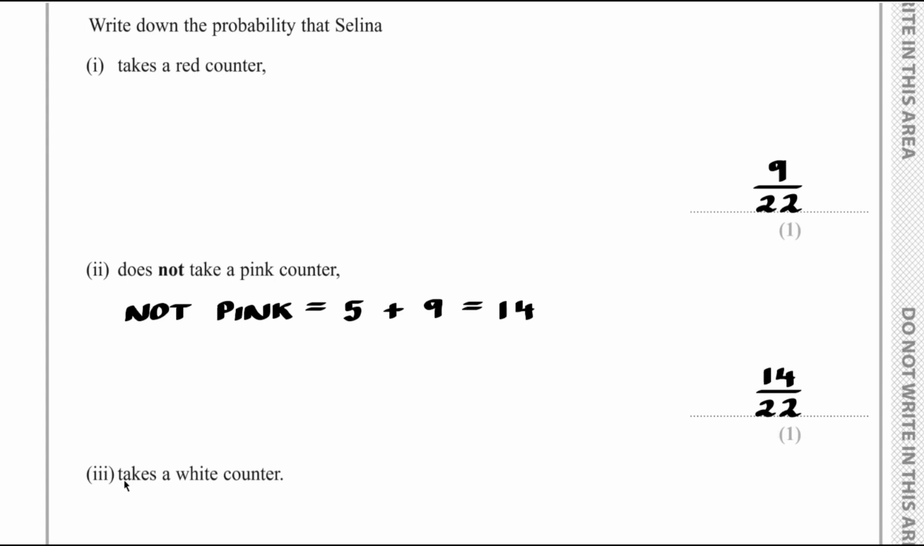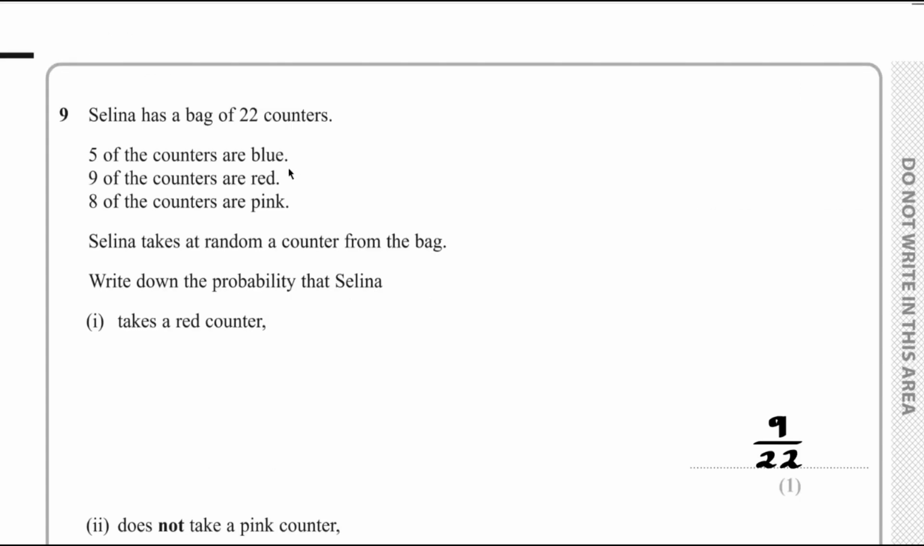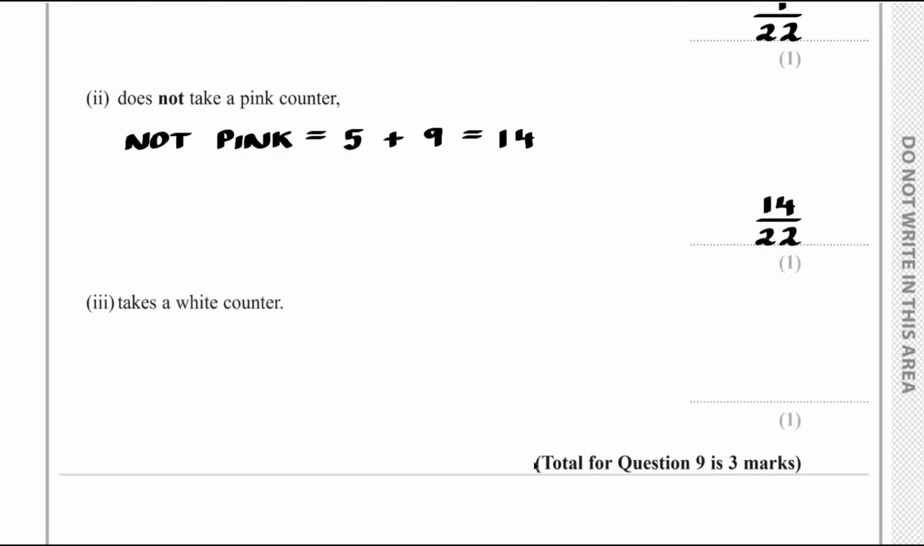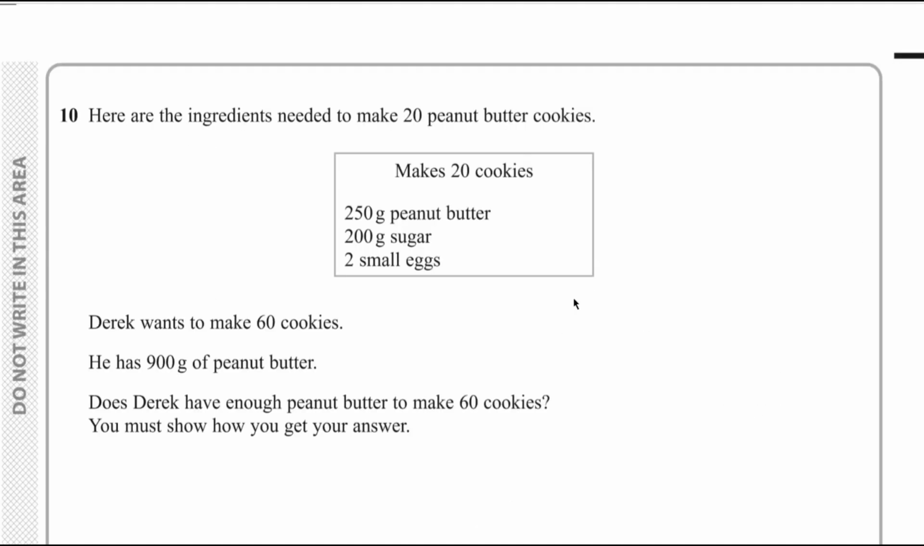For the third part, takes a white counter. Well, you can see we've only got blue, red or pink counters. There are no white counters. So it is impossible for us to get a white. And therefore, the probability that we take a white counter is 0.